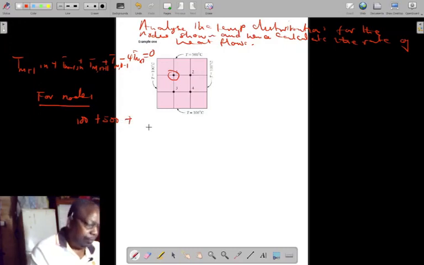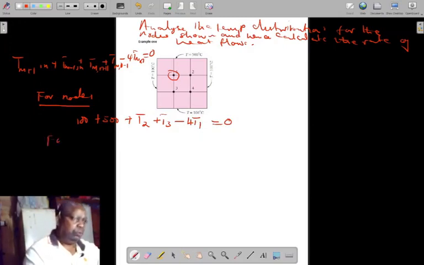So T(m,n+1), that position there, is 500 degrees, plus, if you go to the right of this node you go to T2, and if you go down you go to T3, and we'll subtract 4T(m,n). So this is the m,n node, so this will be 4T1, and that is equal to 0.